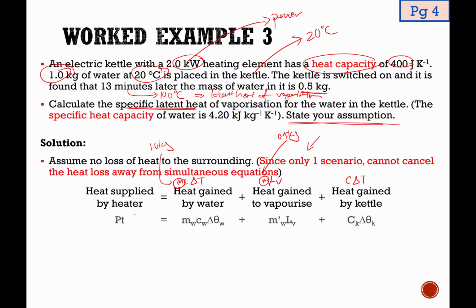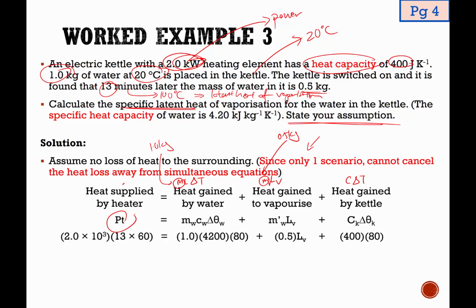I can already start substituting numbers into the equation. Heat provided by the heater is basically power, the 2 kilowatts, multiplied by the 13 minutes. And then I have the mass of the water times the specific heat capacity of the water multiplied by the change in temperature, which is 100 degrees Celsius minus 20 degrees Celsius. And then we have the heat gained to vaporize, which is mLv, and then the heat gained by the kettle, C times delta temperature. So substituting numbers into the equation, we will be able to calculate the specific latent heat of vaporization to be equal to 2.38 times 10 to the power 6 joules per kg.